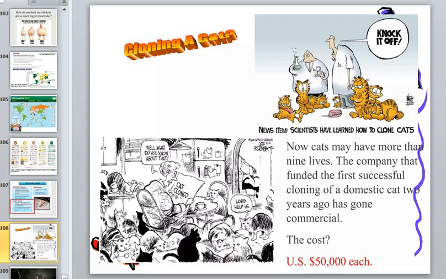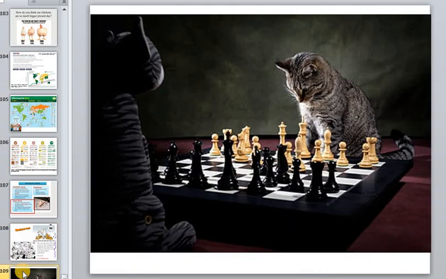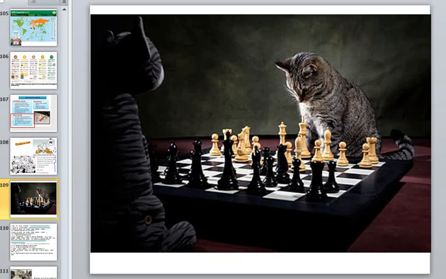Who knows, maybe soon along with the statements about cloning a cat, we'll see an announcement about a chess competition among cats.